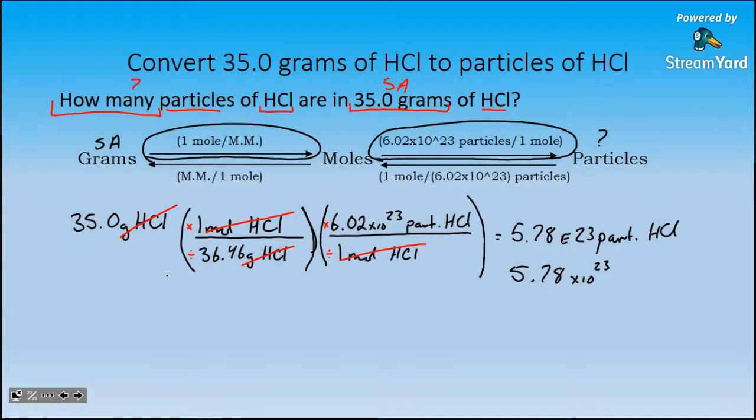Please don't forget to look to the tail end, the far right-hand side of that value in the calculator, to see if there is an exponent. You don't want to leave that off, because there is a vast difference between 5.78 and 5.78 times 10 to the 23rd. So please make sure that you're checking your calculator to see if there's an exponent. So those two problems are where we're converting from grams to particles.